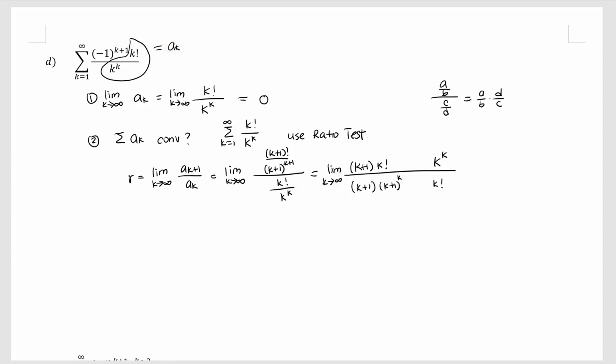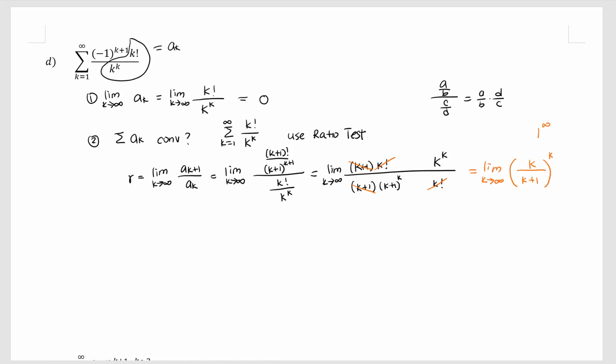We cancel k factorial. We can also cancel k plus 1. So what do we get? You can see the remaining factors are all to the power of k, so we can combine them together. What is this? When k goes to infinity, the inside goes to 1, and the outside goes to infinity. So 1 to the infinity, this is an indeterminate form.